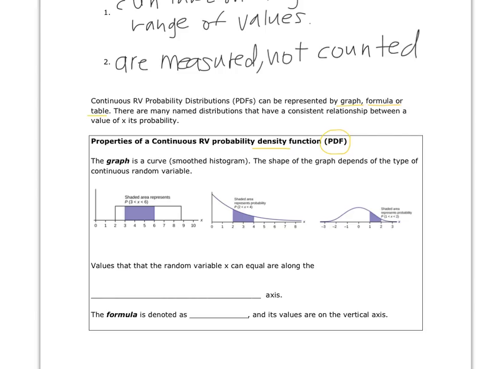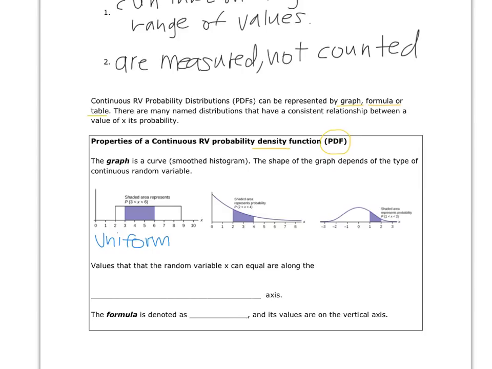So let's start off looking at the graph of continuous random variable PDFs. It's a curve or a smoothed histogram where we don't have individual rectangles, but we have a continuous line or curve that represents the PDF. So I have some examples here. This first one, which looks like a rectangle, represents a uniform random variable's PDF. And that's one of the named continuous random variables.